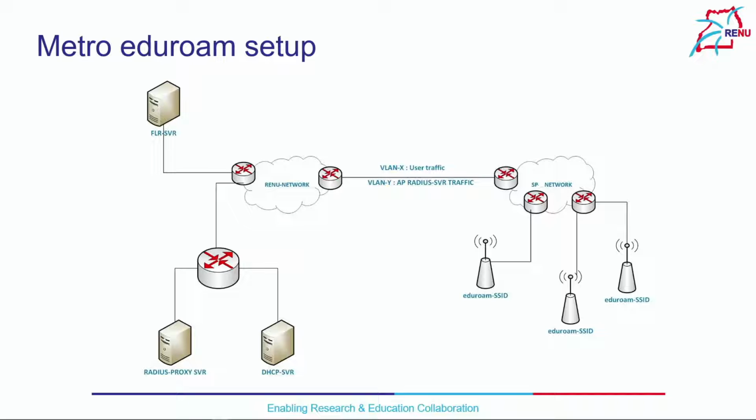So when that traffic reaches our side, we have two servers, one being the radius proxy. That just proxies all the requests coming from Metro Edirom onto our federation level radius. And then we also have the DHCP server, which gives out IP addresses.